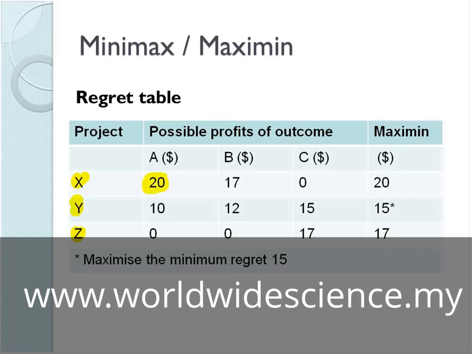In the project X, it's 20, right? We put in the maximum box 20. In the project Y, as you can see, the highest profit outcome is 15. And in the project Z it is 17. So we have already identified our maximum box with the highest profits. Then we have to identify the lowest profit from those projects. As you can see, in the maximum box, the lowest profit is project Y with the profit of $15, right?